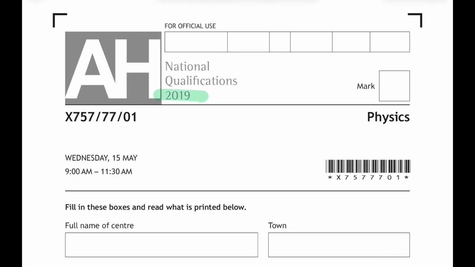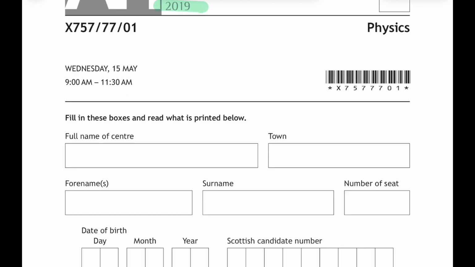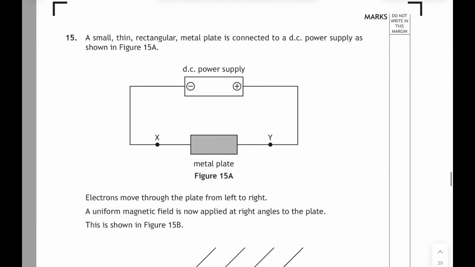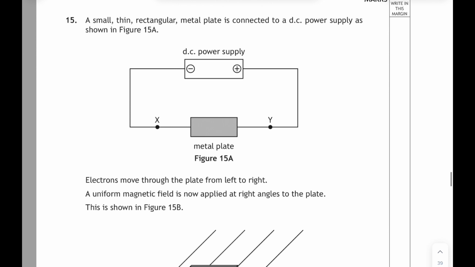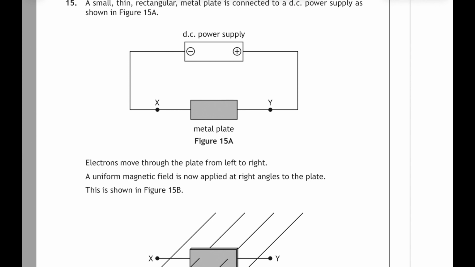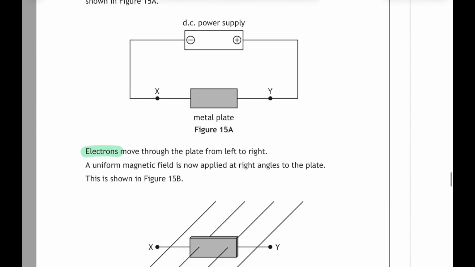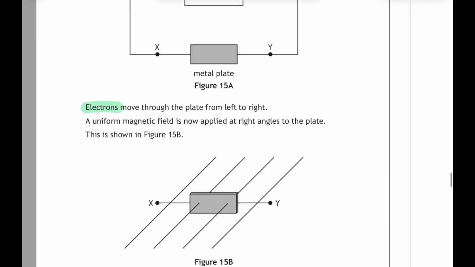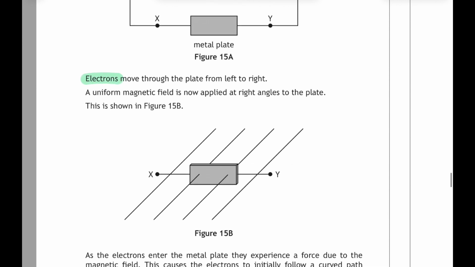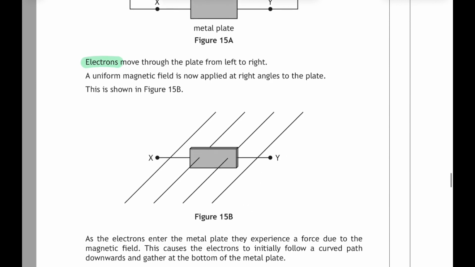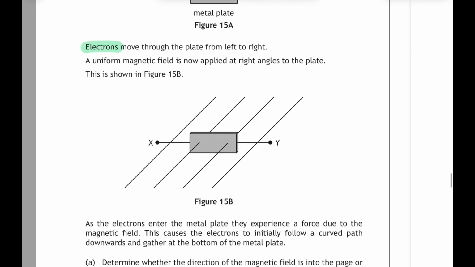So firstly then, 2019 question 15. A small thin rectangular metal plate is connected to a DC power supply as shown in figure 15a, and electrons move through the plate from left to right, and a uniform magnetic field is now applied at right angles to the plate, and this is shown in figure 15b.